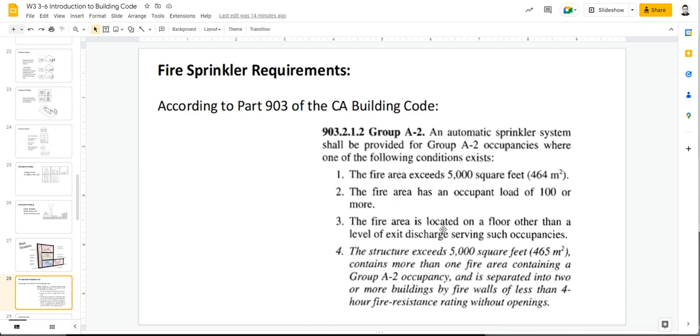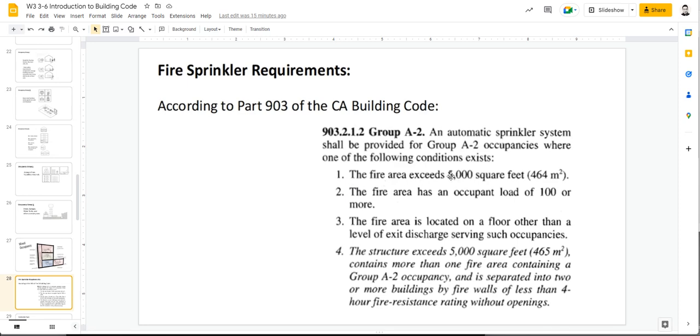If the flammable area is located on the second floor or more, other than the exit level of discharge, then you have to provide fire sprinklers. Or if the structure exceeds 5,000 square feet and contains more than one fire area containing Group A occupancy and is separated into two or more buildings by firewalls of less than 4 hour resistant rating without openings. So here are the four requirements, or triggers. We call them triggers. If you have one of these, then automatically you have fire sprinklers.